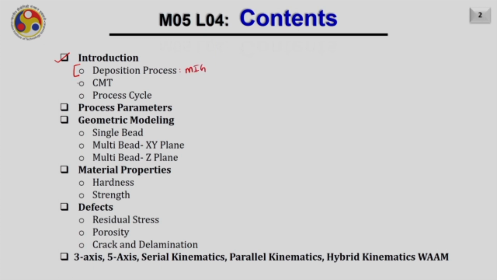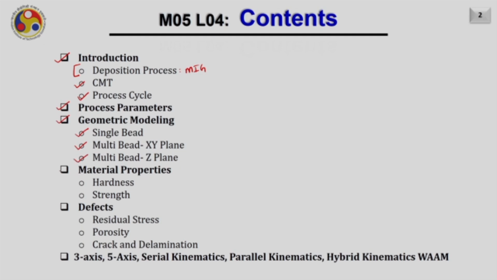Then we shall discuss the most popular welding process used in additive manufacturing for MIG, that is called as cold metal transfer, and I will discuss then about the process cycle. After that, I will discuss about some of the process parameters involved, and then geometric modeling, where we will cover about the single bead modeling, multi-bead XY deposition modeling and multi-bead modeling in Z direction.